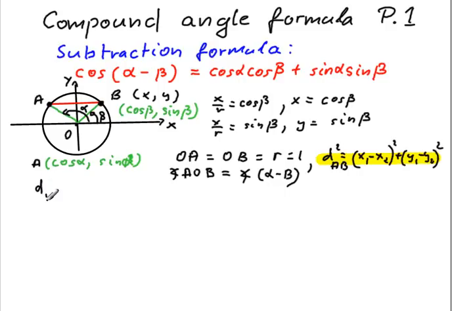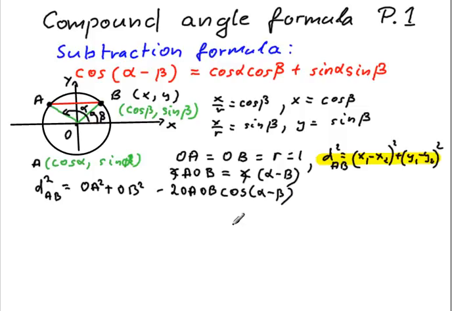So d AB squared is equal to... the angle between side OA and OB is equivalent to alpha minus beta. So the cosine law formula: OA squared plus OB squared minus 2 OA OB cosine of the angle that is contained in between side OA and OB, which is alpha minus beta.